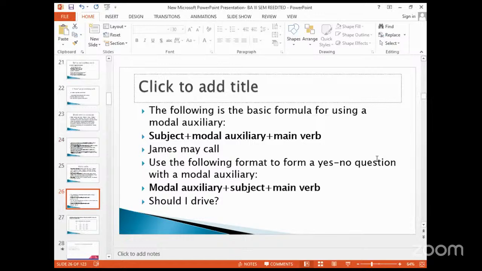Now, usually the following is a basic formula for using a modal auxiliary: subject plus modal auxiliary plus the main verb. So, this is how it goes. For example, James may call.